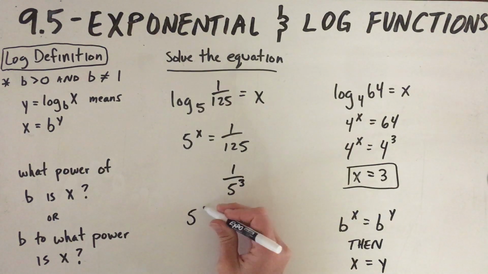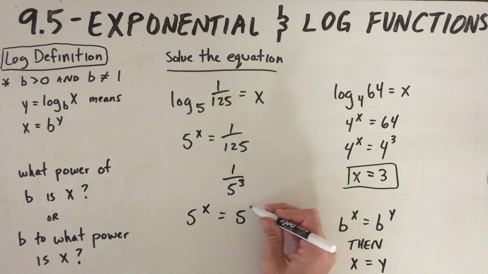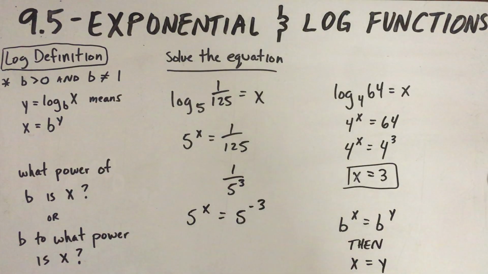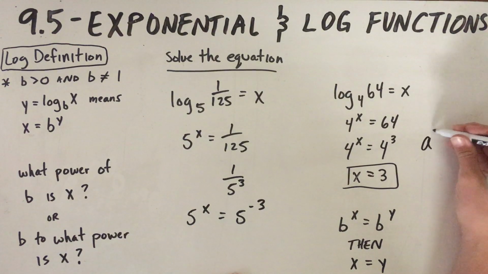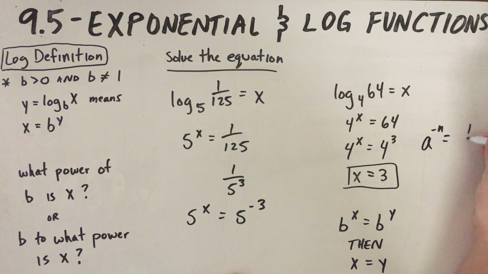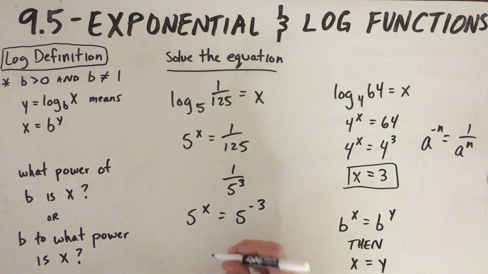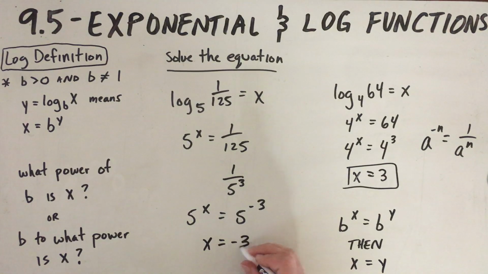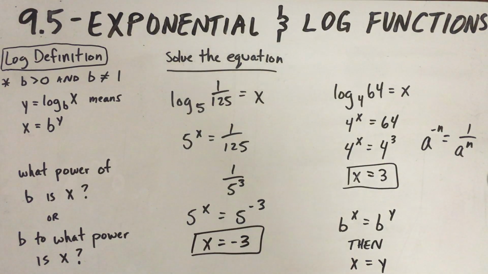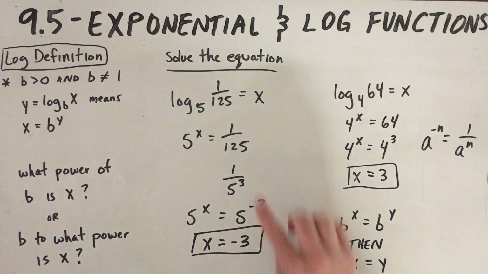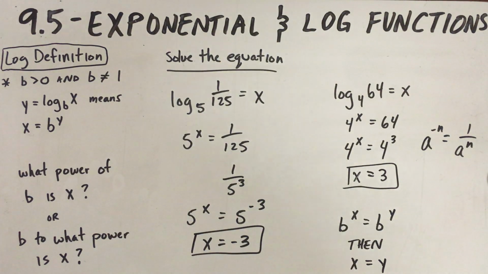And if I can write this so that they have the same base, using the rules of exponents, that anything to the negative power is the same as 1 over that, using my negative exponent rule, I can put that 5 upstairs and say it's to the negative 3rd power. And when I have the same bases, then the exponents equal one another. So in this case, x is negative 3. And it is true that 5 to the negative 3 is 1/125. So we can verify those answers. So let's do 2 more of these.